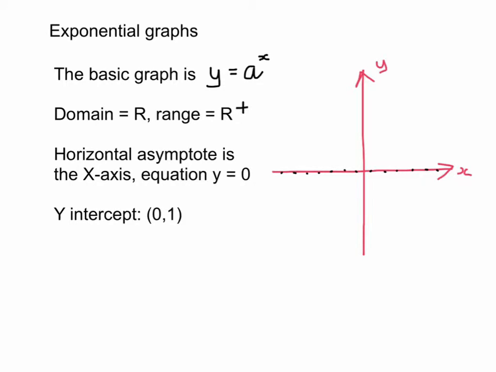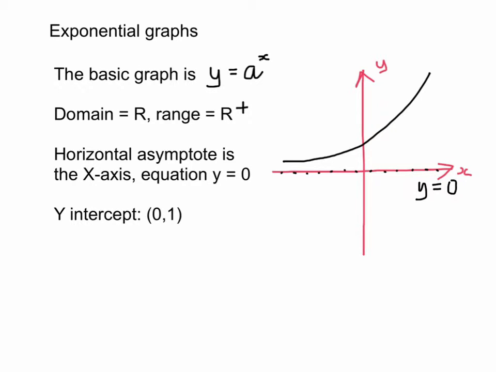Okay, so we're looking at sketching exponential graphs, and your basic graph is y equals a to the power of x. Domain is R and the range is R plus, and the shape of the graph looks like this. Looks to me like a plane taking off from the side. The horizontal asymptote is the x-axis, which is given the equation y equals 0.